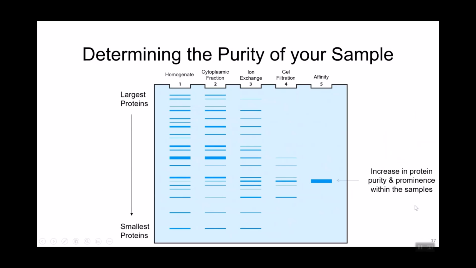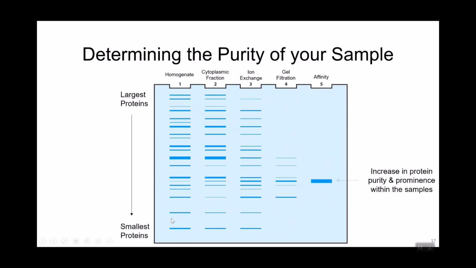In order to see whether or not you've actually purified your protein from a mixture of proteins, you'll usually run a gel where samples are loaded at the top and then separated based on size. In this case, the larger proteins take more time to travel through the gel, and the gel really acts like a sieve, allowing smaller proteins to travel more quickly.